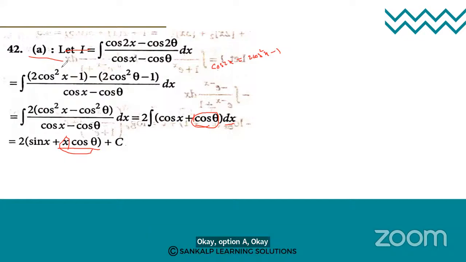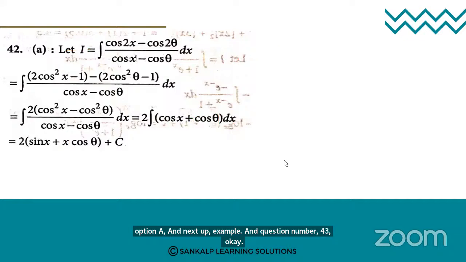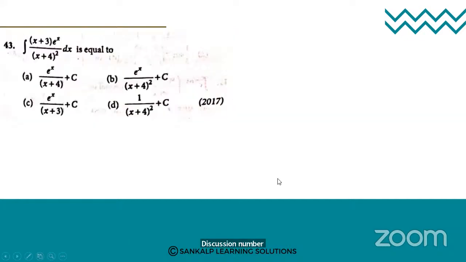Okay, next example, question number 43. I am giving you 2 minutes. You can try to simplify it on your own. It's an easy question, try it. It is based on the same property we discussed: the integral of e raised to x (f of x plus f dash of x) is equal to e raised to x f of x plus c. So the same property you have to apply. Try it. I will give you 2 minutes.